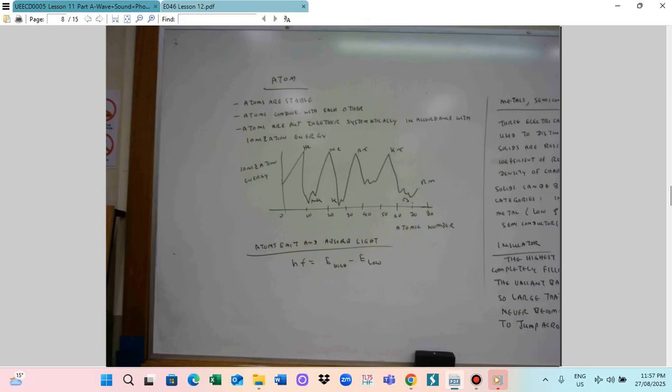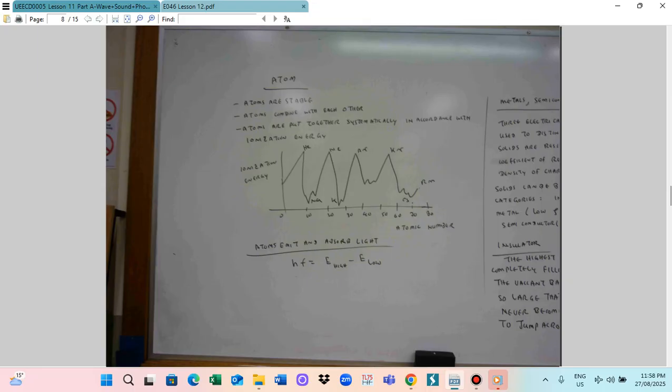Atoms emit and absorb light. When the voltage level is different, the atoms emit or absorb the light. Those are the basic properties of the atom. Atoms are very basic to nuclear physics. Now we are introducing nuclear physics, but before going into it we are talking about the atoms. Atoms are stable, they can combine with each other, they are put together systematically according to their ionization energy, and when the voltage level is different, the atom can emit or absorb light.